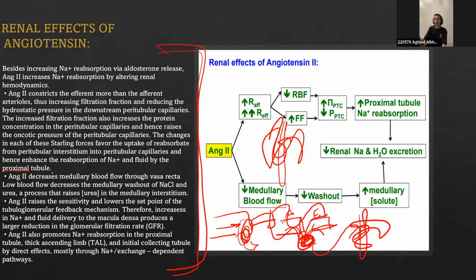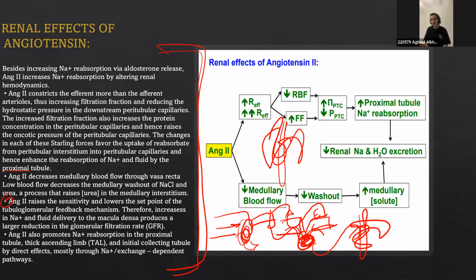Now angiotensin 2 raises the sensitivity as well and lowers the set point of the tubuloglomerular feedback mechanism. So therefore, increases in sodium and fluid delivery to the macula densa produce a larger reduction in the glomerular filtration rate. They all are trying to increase the water and increase the sodium. Once you know the purpose, you can kind of guess what it does. So that's why you should always ask yourself why.